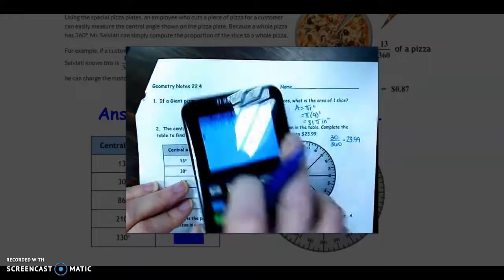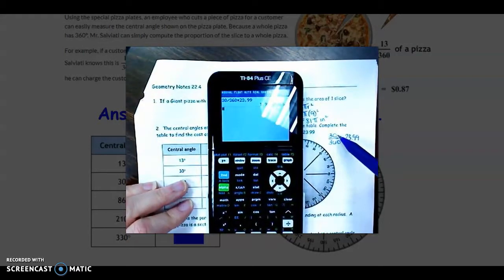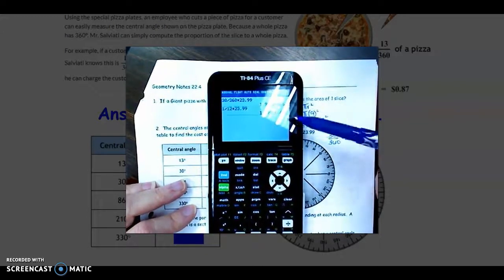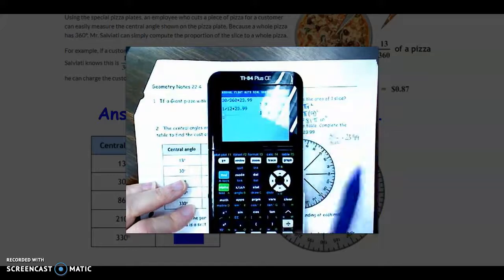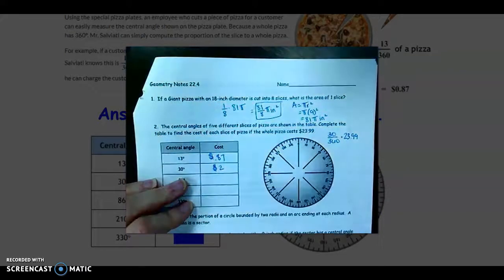Now, just so you can see, we know that 30 over 360 would reduce to 1/12. So if I did 1/12 times $23.99, I'm going to get the same exact thing. So it really doesn't matter if you reduce that fraction or not in your computation.